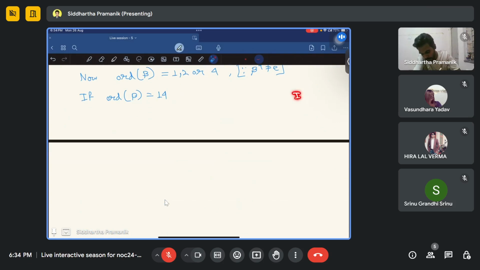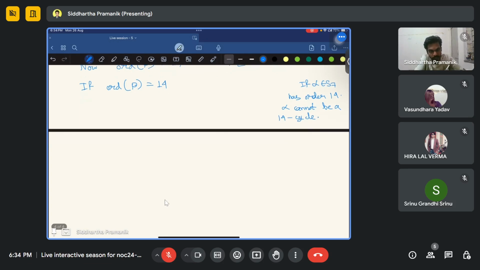So if alpha belongs to S7 and has order 14, then what is the disjoint cycle decomposition of alpha? First of all, it cannot be a 14 cycle because we are in S7, right? So alpha cannot be a 14 cycle. So what are the other possibilities?